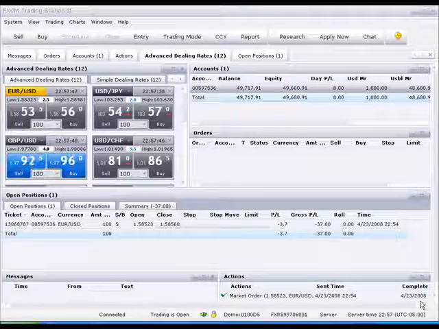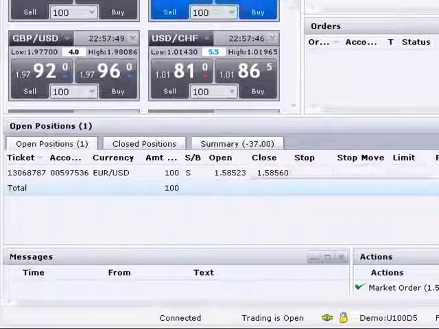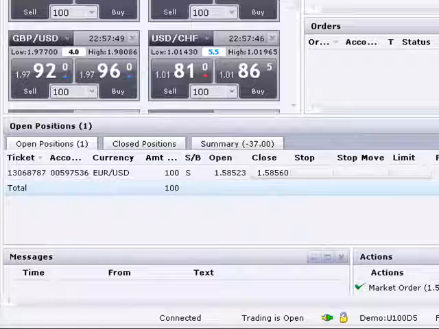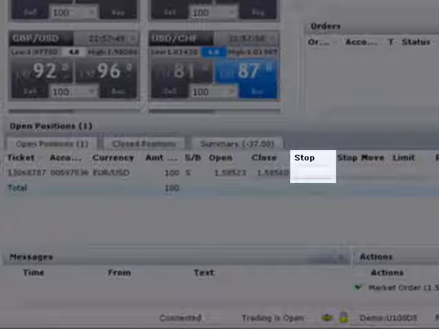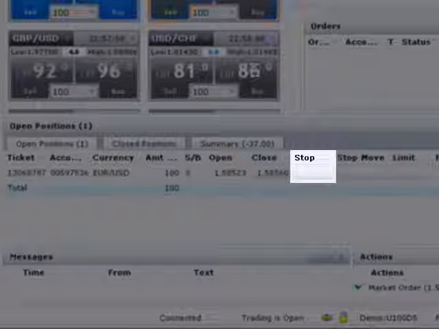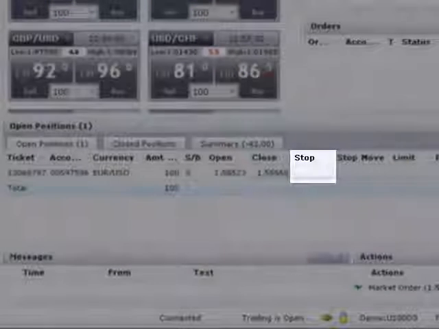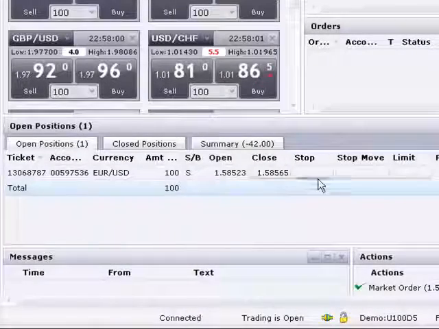Once that trade is executed, it should show up in the open positions window of the platform where you can see the open and current close price for the trade. In this window, you will also see a column that says stop. Left click on this column, which will bring up the stop loss window.